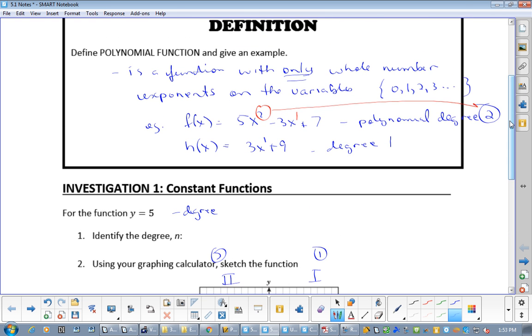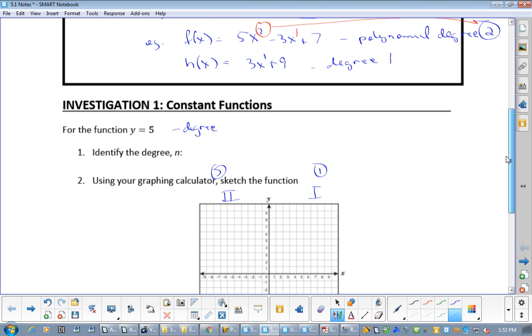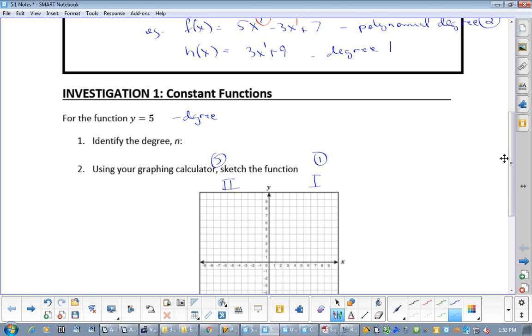Okay, it is on the variable. Is there any variable? There actually is one. It's invisible, because if you put x to the 0, what does x to the 0 equal? 1, right? So this is actually degree 0. If there is no variable, it's degree 0, because anything to the 0 power equals 1. Okay? So 5 times 1 is 5. So there's actually a 0 there.